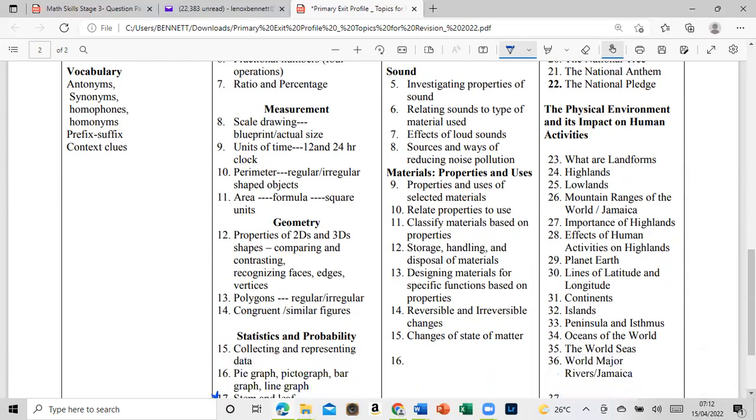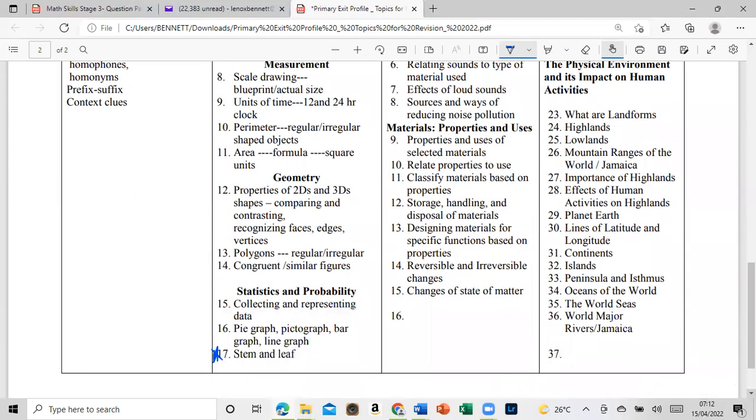And the world major rivers. So you're going to look at the world major rivers versus Jamaica major rivers. All right. Your sweet teachers will have gone through them.